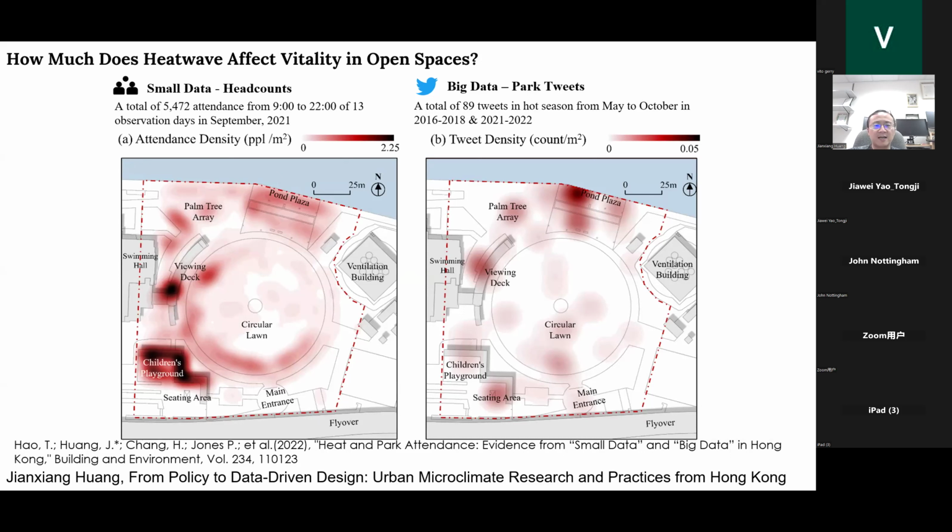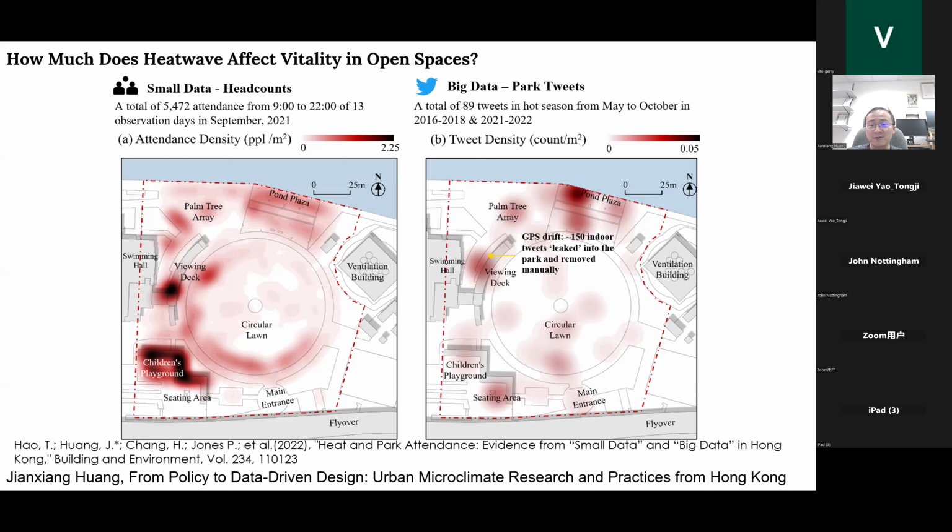On the left-hand side, you have the small data, the observation. This is achieved by recording the head count by research assistants on an hourly basis. And then on the right-hand side, you have this geocoded tweet density. That's acquired through server and data analytics, and is much cheaper. But we see there are matches and mismatches. I think overall there's good agreement. But we also found there's a dark spot on the right-hand side.